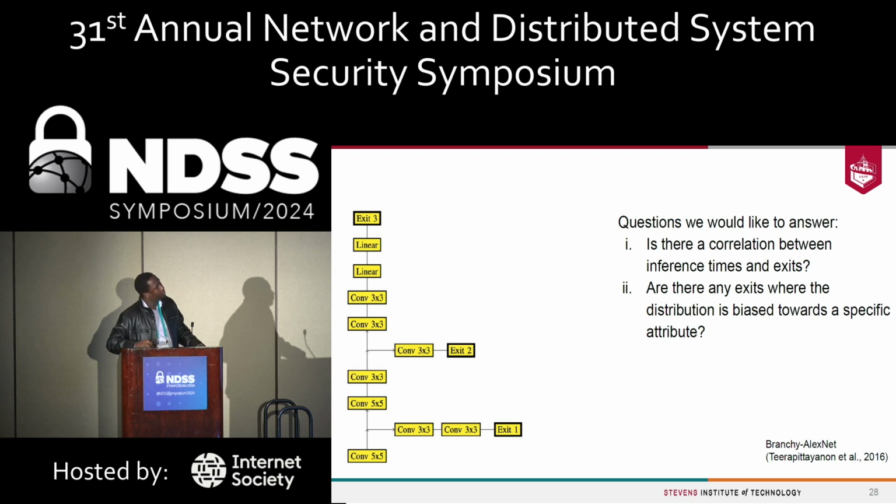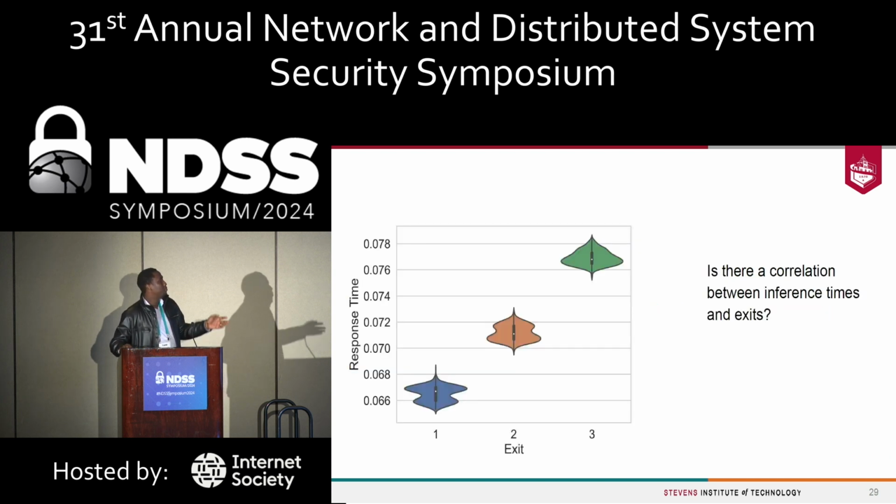So does any of the class labels correlate with any of the exits in the adaptive neural network? To answer question 1, we plot a graph of the response time of the adaptive neural network and the different exits in the model. We can clearly see from the 3 different clusters in the graph that indeed there exists a strong correlation between inference times and the different exits in the adaptive neural network. So inputs that take exit 3 will definitely have longer inference times, which confirms our assumption.